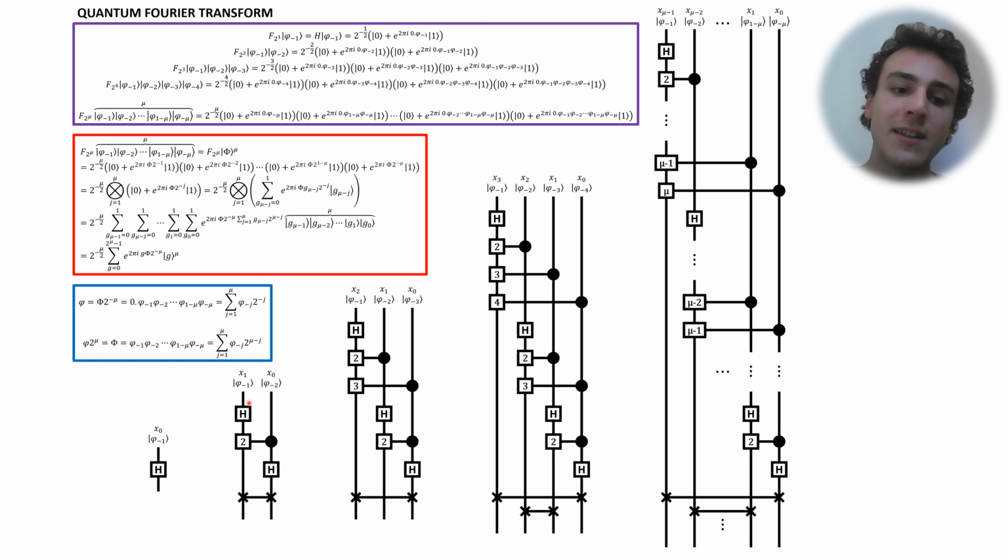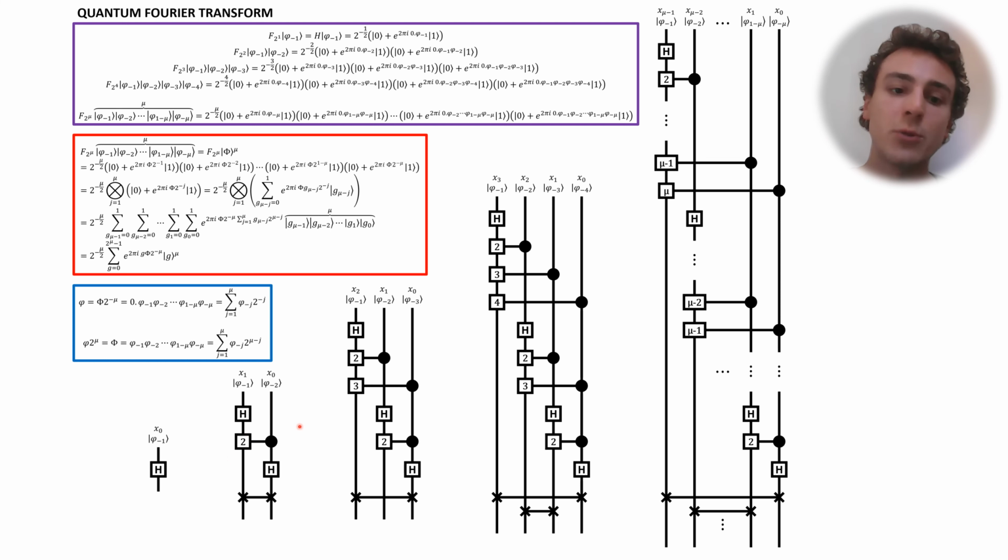Then we can see the gates that are applied in this procedure. First we have the Hadamard gate applied to x sub 1, and then we can see a controlled unitary gate. So x sub 0 is acting as the control qubit, and x sub 1 is acting as the target qubit. And here we have a 2 as the label for this unitary operator. And we will discuss these unitary operators later in this video.